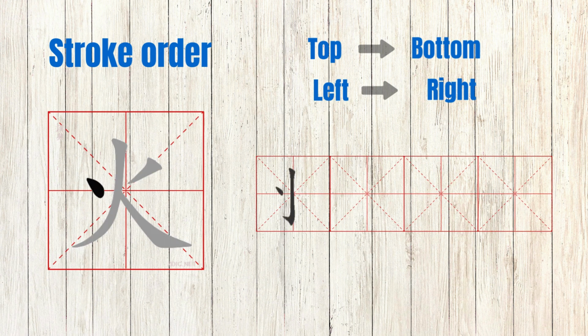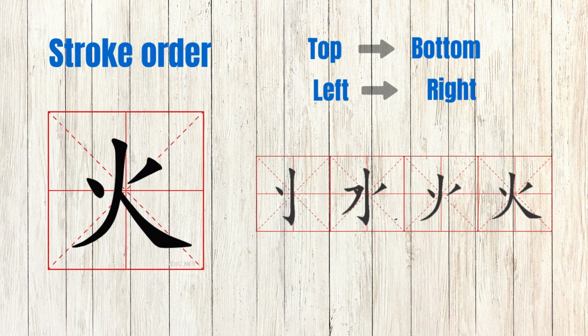First, place a short dot on the upper left, followed by a second dot on the upper right. Next, add a long left falling stroke beneath the 2 dots. Finally, complete the character with a right falling stroke starting from the center. With these 4 strokes combined, the character looks like dancing flames of fire.